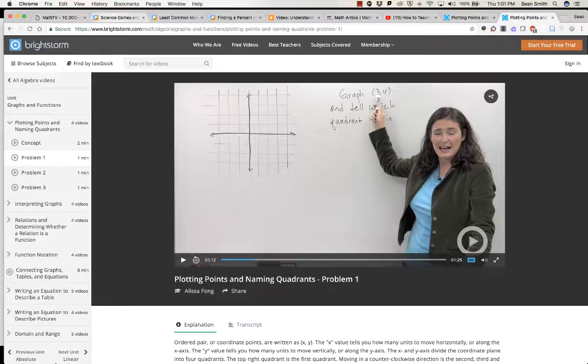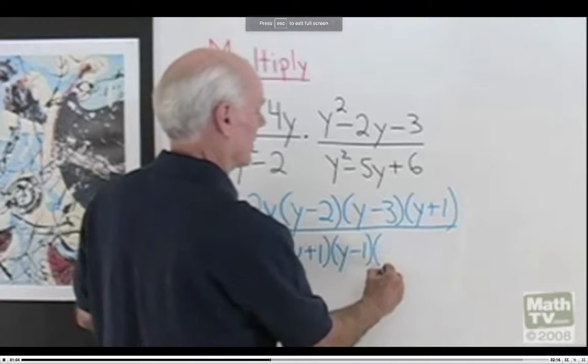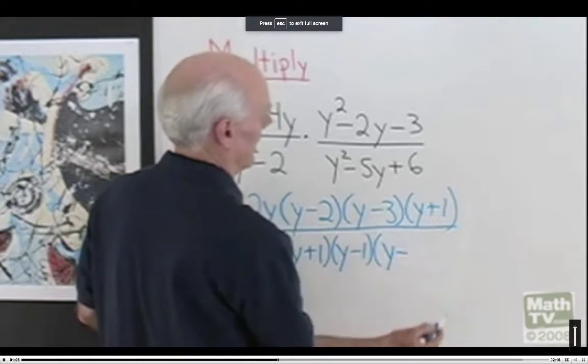Now, there's other resources that do this, so let's take a look at Math TV. Math TV, here's our illustration. This would be algebra, and this would be in terms of the rational expressions, multiplying and dividing rational expressions, particularly positive and negative numbers. So let's listen to this gentleman. Oh, we'll have to make sure we can actually hear him here.